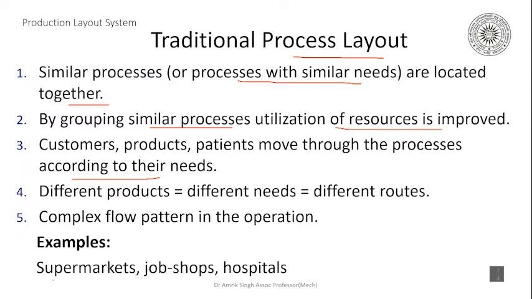In this case, the example is a supermarket, because in a supermarket you get plenty of items, right from grocery to entertainment to medicine, everything. So that means the flow pattern will be very complex. Job shops, you are making the specific tailored item, say a tailor shop, or here we have seen a specialized motorcycle, and there will be the hospitals. So all these fall under the category.